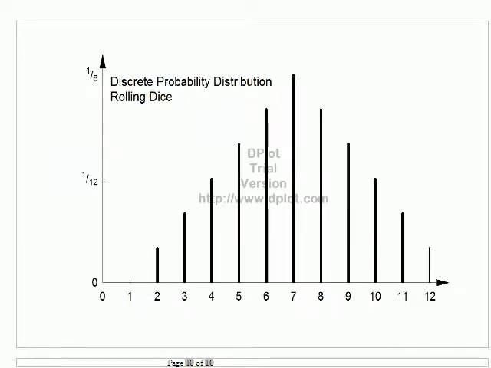And here's the graph for the discrete probability distribution of rolling a pair of dice. Okay, and just to reiterate, what's on the y-axis are the probabilities of each discrete event occurring.